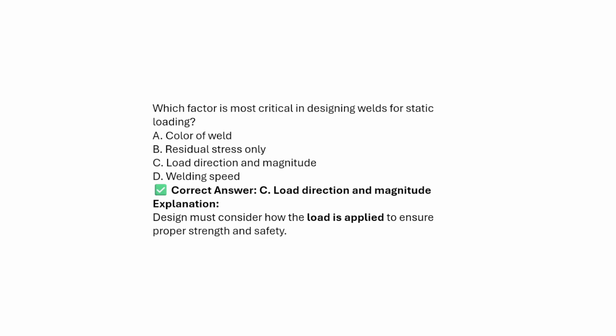Which factor is the most critical in designing the welds for the static loading? Color of the weld, residual stresses only, load direction and magnitude, and welding speed. So the answer will be C, the load direction and magnitude. So design must consider how the load is applied to ensure the proper strength and safety.